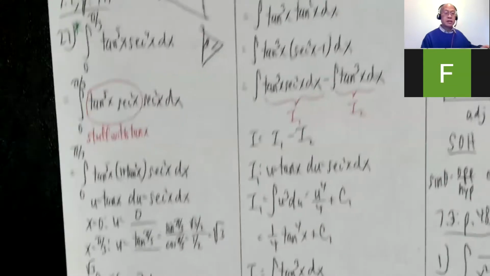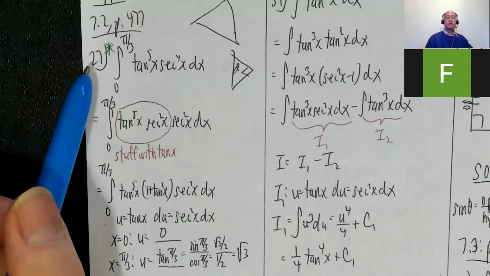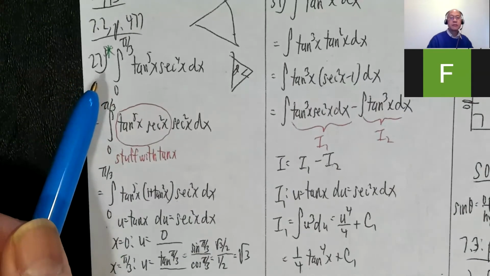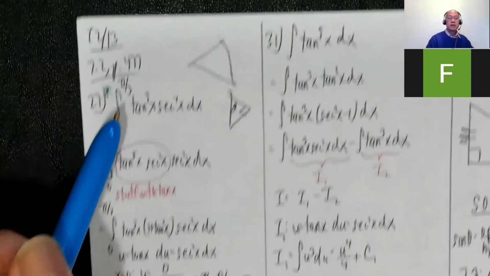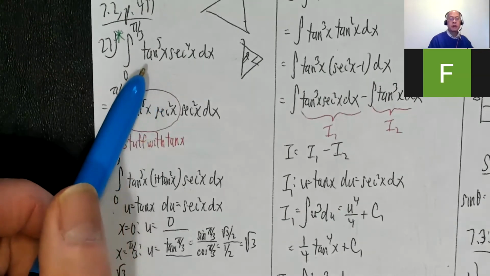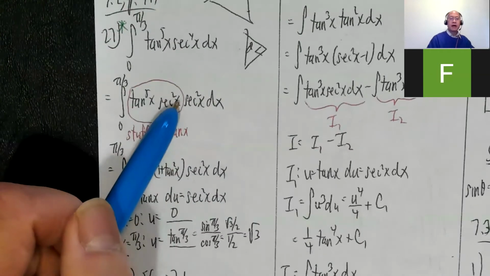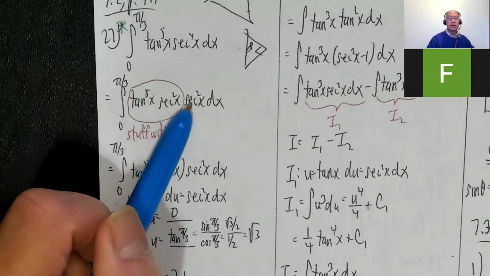Okay, let's see. Then I'm going to show you what I call 27 star, because it's not in our textbook. This was in the old version. But somewhat similar. Okay, so integral of tangent to the 5th, secant to the 4th. Since there's a secant to the 4th, I'm going to write it as secant squared times another secant squared.